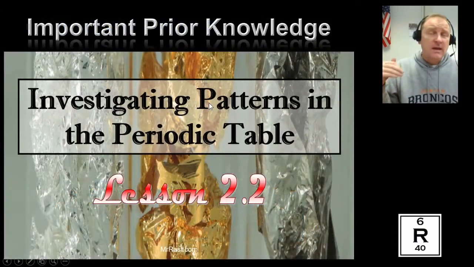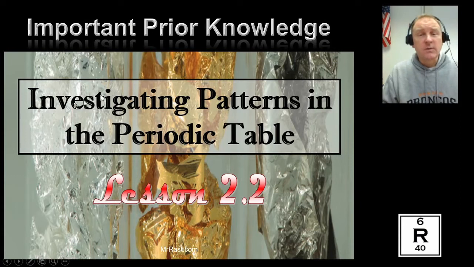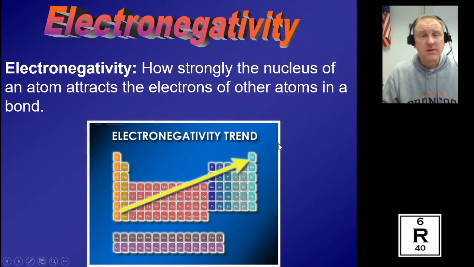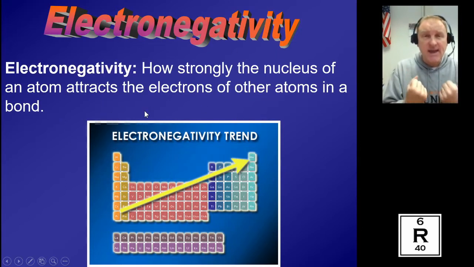Now, in an even more prior lesson, we talked about investigating patterns of the periodic table. When I was talking about patterns in the periodic table, I brought up the term electronegativity. Electronegativity is how strongly the nucleus of an atom attracts the electrons of other atoms in a bond. So electronegativity is the ability to take or steal electrons from other atoms.